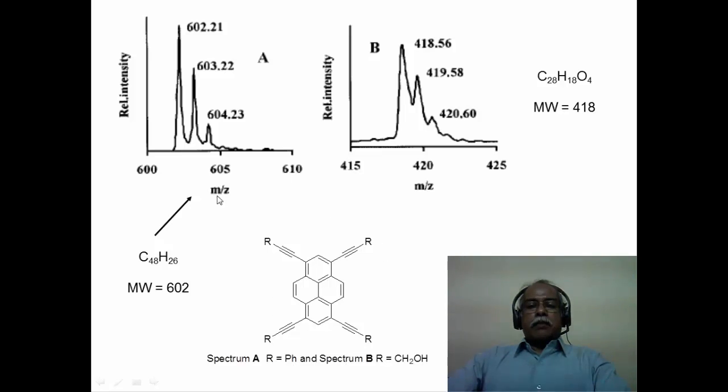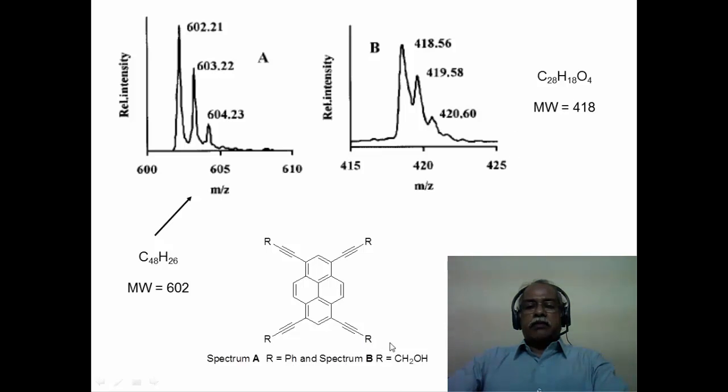These are tetraethynyl pyrene derivatives, and these derivatives are analyzed by MALDI spectrometry. In MALDI spectrometry, not only is the molecular ion peak seen, the resolution is good enough to see the M+1 ion as well as the M+2 ion in these cases. The molecular weight of this compound is 602. So you see 602, 603 and 604.